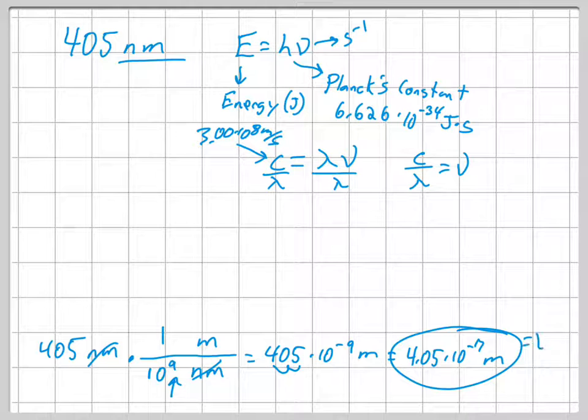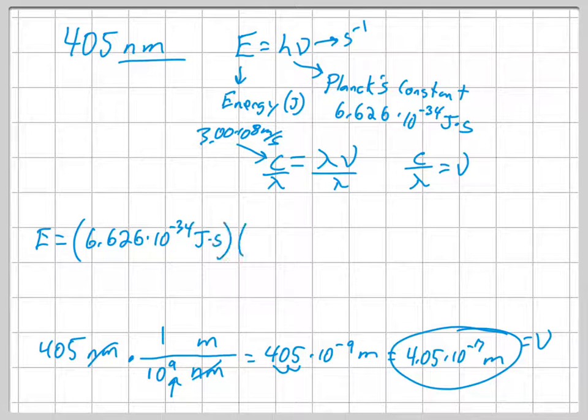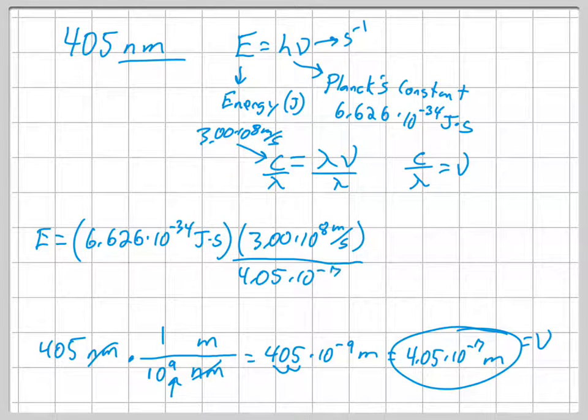And so that is equal to our new part of the equation. Now we can go ahead and do our calculation. So energy is equal to Planck's constant, which is h, 6.626 times 10 to the negative 34th joule seconds, times the speed of light, 3.00 times 10 to the 8th meters per second, over the wavelength, which is 4.05 times 10 to the negative 7 meters.